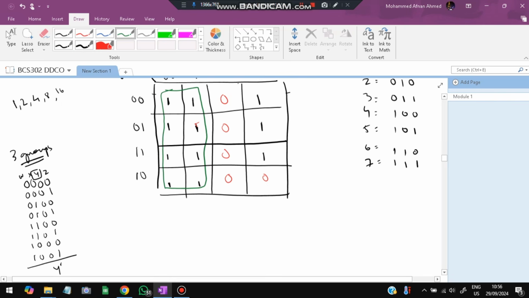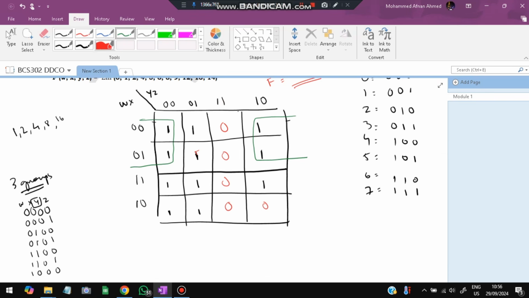Next group we have this one. Okay, let me erase the first one here. Now the next group we have is this one. Okay, these two and these two. It can be formed only of a four, so we are taking these two. Now note down the second group's numbers. So what are the second group's numbers here?